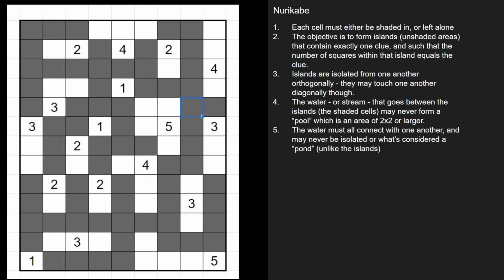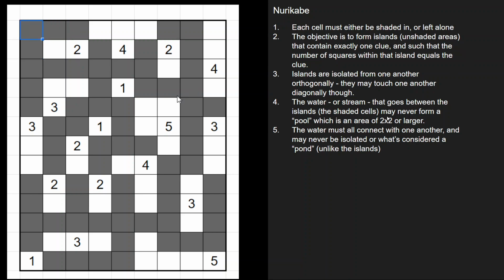Now the water, unlike the islands, must be all connected to one another orthogonally. So it may never be isolated. So for instance, if this cell up here was white, you can see these 2 cells are isolated from the other shaded cells, and that just wouldn't work. Even though they're adjacent to one another diagonally, it has to be up, down, left, right, or orthogonal. So that has to be colored in.